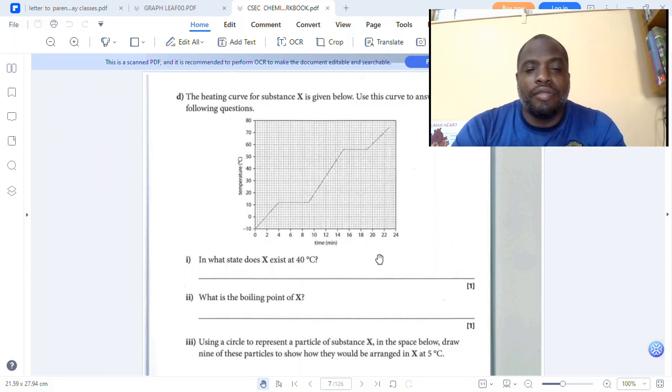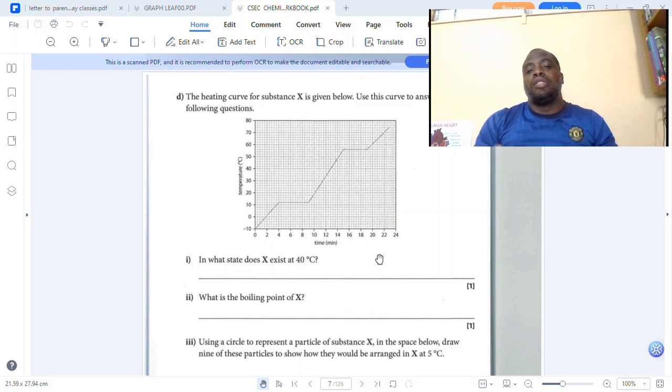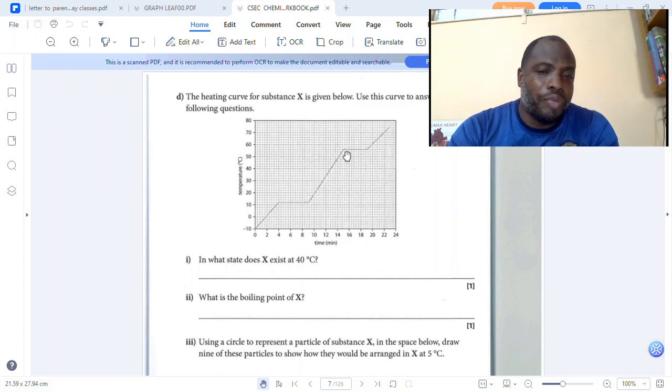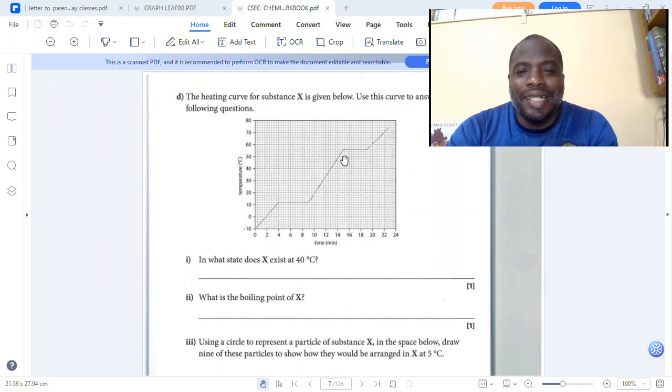The other question, part 2, asks, what is the boiling point of X? And as I said, that's the constant temperature. And if you notice, the line is constant. So over a period of time, at 14 minutes, 16 minutes, 18 minutes, we're still at that constant temperature for substance X. We don't know what substance X is. So the boiling point would have been right here.